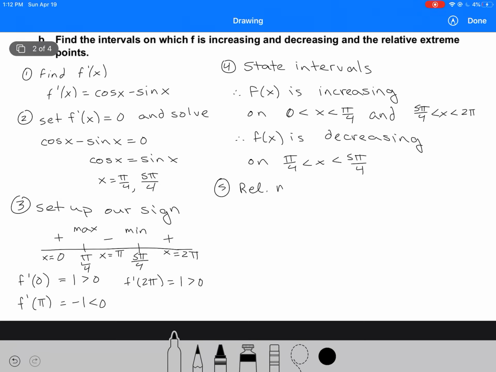Now the last thing that we need are the coordinates of the relative max and relative min. So here we're going to use our original function f to evaluate at our two 0 points. When you evaluate f at pi over 4, you should get root 2. When you evaluate the function at 5 pi over 4, you should get minus root 2. These answers are after rationalizing.